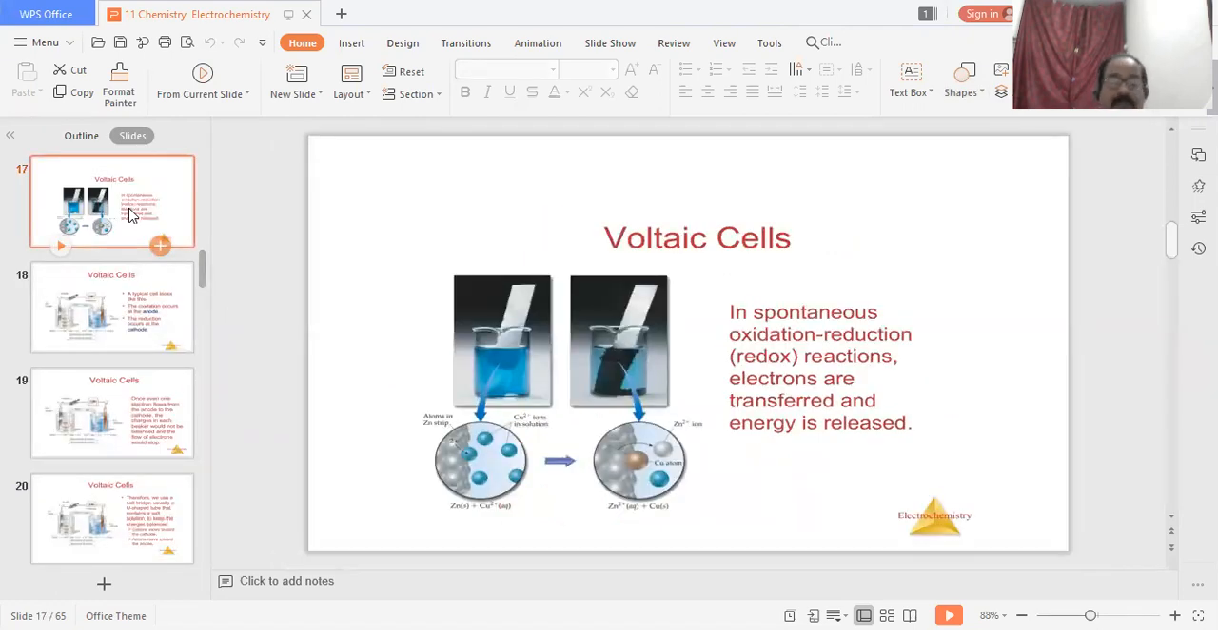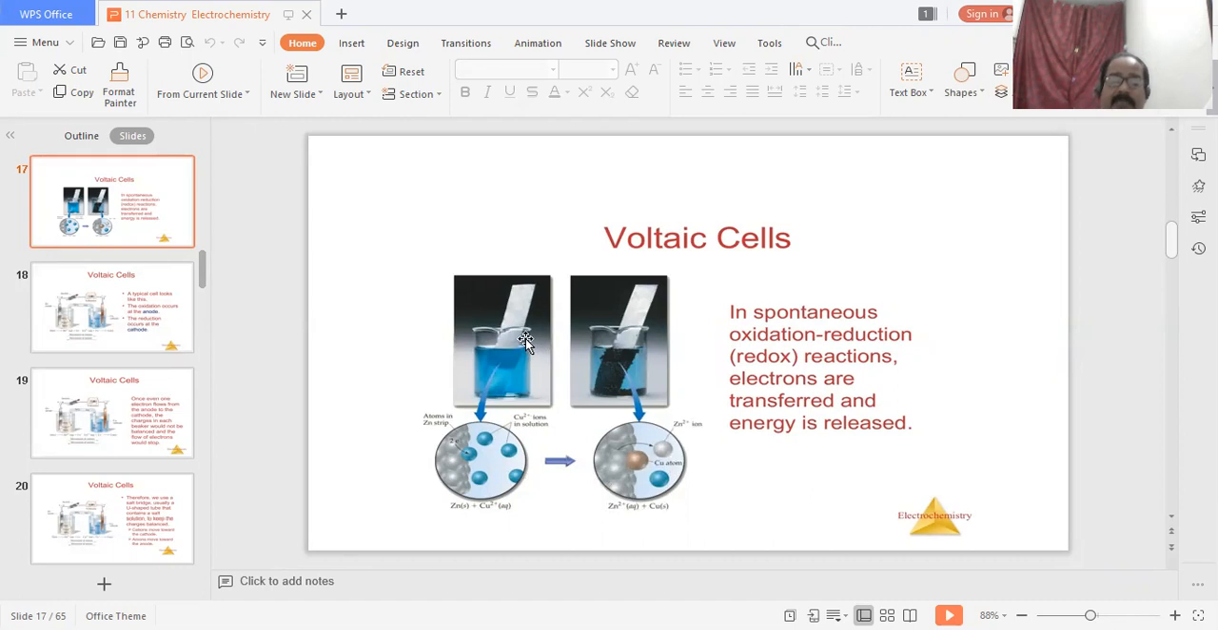The next slide, voltaic cell. This is a spontaneous oxidation reaction, meaning a redox reaction, in which electrons are transferred and energy is released. If you see the structure, there are atoms in the zinc strip, and these are the copper ions in solution. So solid zinc and aqueous copper ions are in this apparatus. When the color changes, zinc goes to aqueous zinc ions and copper becomes solid. So here this is the copper atom and this is the zinc ions. This is the voltaic cell.